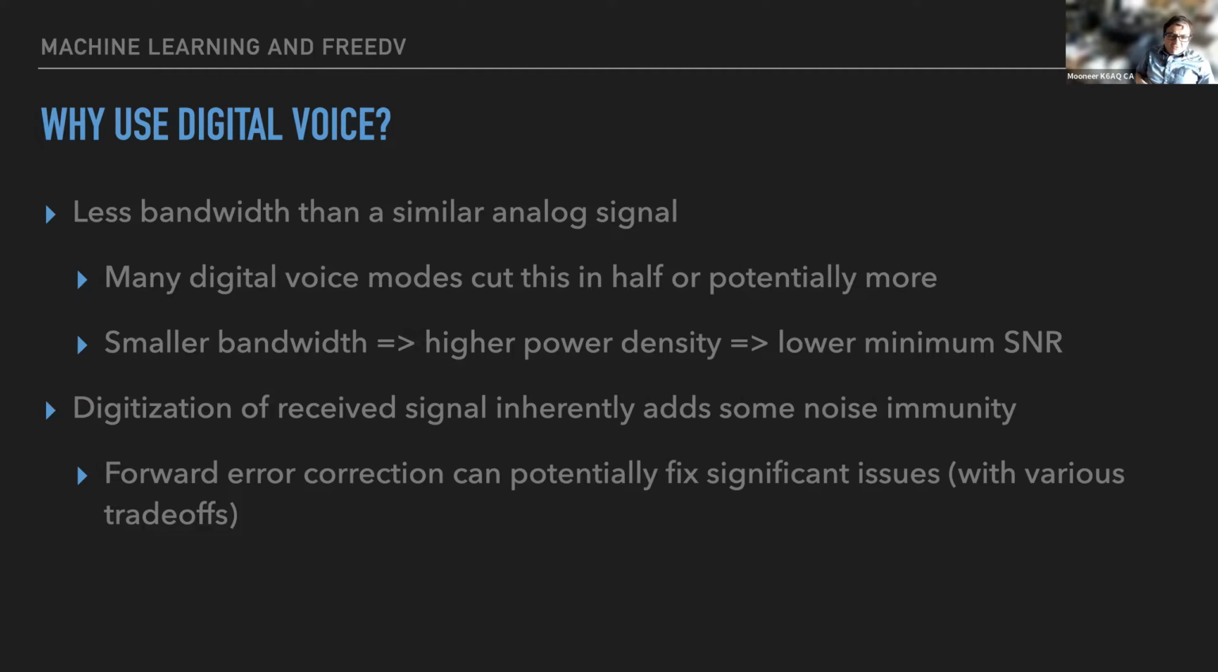On top of that, just the fact that we're digitizing the signal adds some noise immunity. After all, if you only have ones and zeros to deal with, you have a lot of leeway into what's a one and what's a zero. But that's not 100%, of course. A lot of digital voice modes also do what's known as forward error correction. And depending on some trade-offs you make, you can actually correct a lot of errors in the transmission that way.